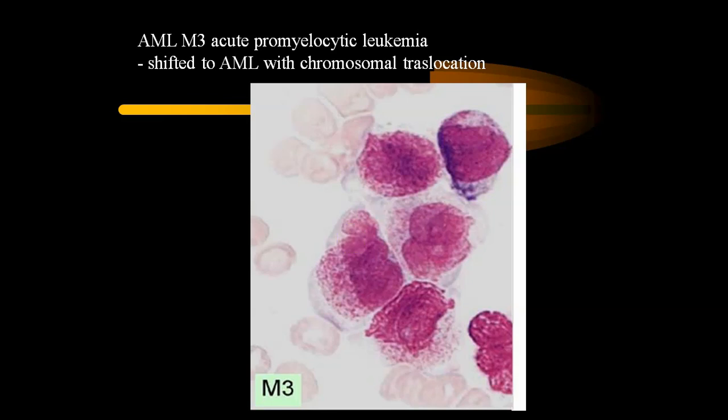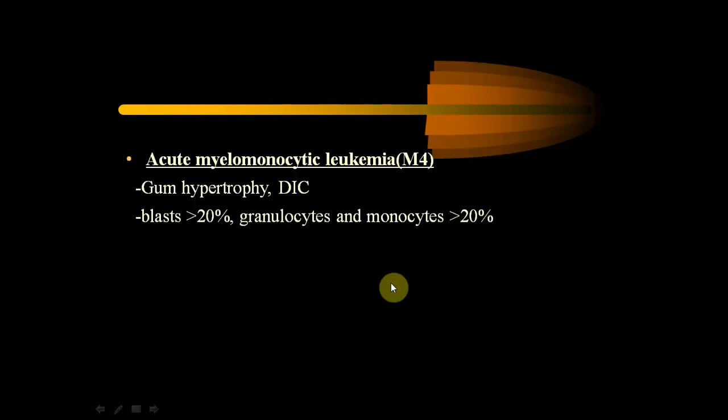This has been shifted to AML with recurrent chromosomal translocation, that is the 15;17 translocation, and it was called acute promyelocytic leukemia because its blasts are promyelocytes. You see these are called faggot cells, and the nucleus is convoluted. They are in the figure of 8 cells, as you can see, and there are a lot of granules, the hypergranular form of promyelocytic leukemia.